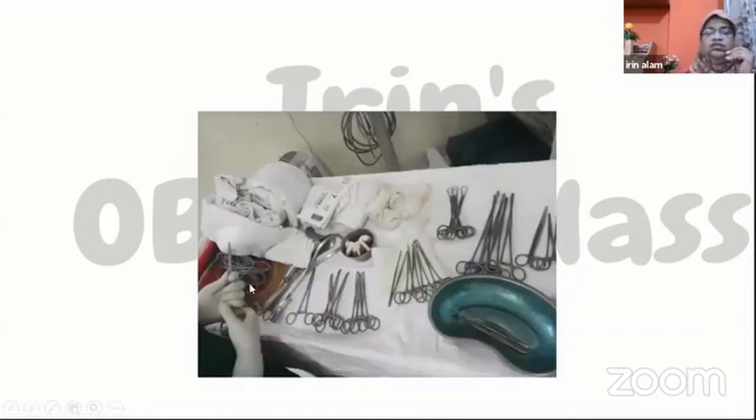So after this trolley preparation, this is the kidney tray, these are the forceps, these are the towel clips, and these are the cutting set, other instruments of the cutting set. These are two tissue forceps, two artery forceps, and one forceps. And these are the tissue forceps, and these are the long artery forceps. And this is the forceps.